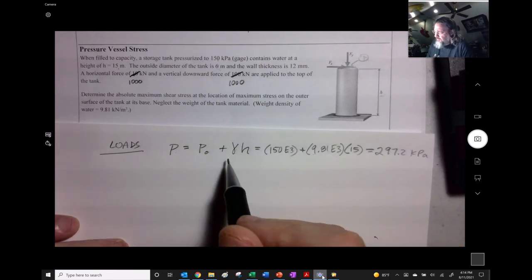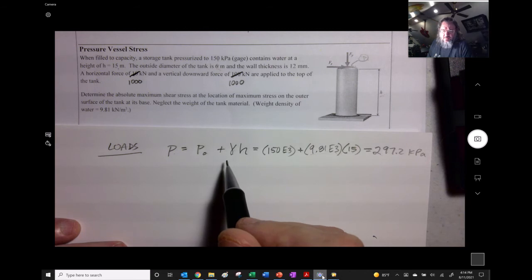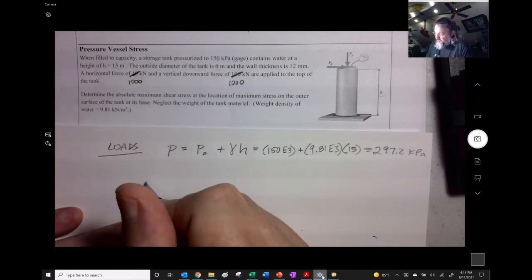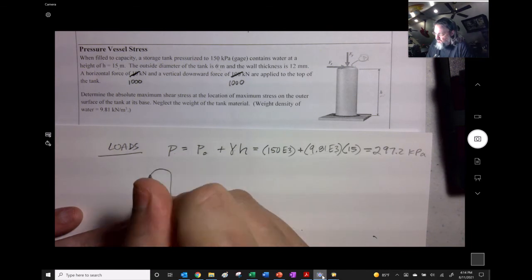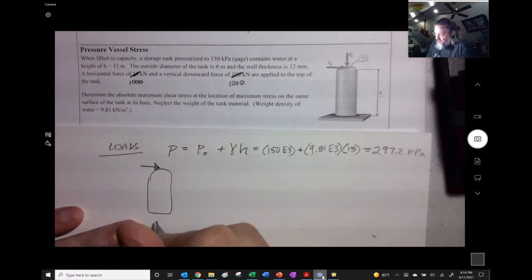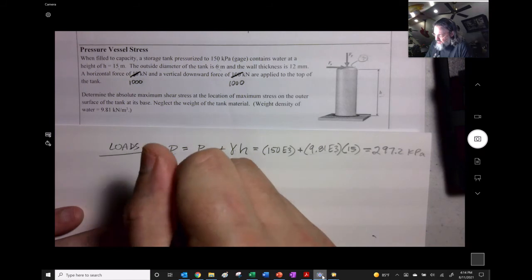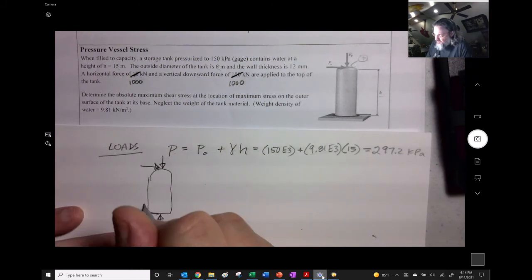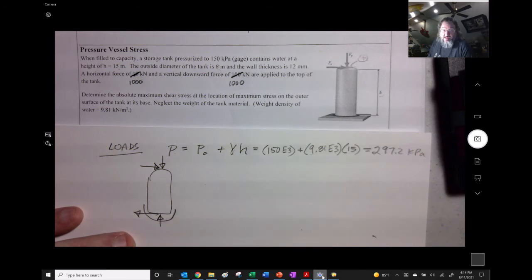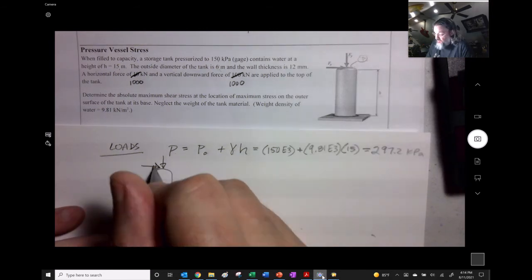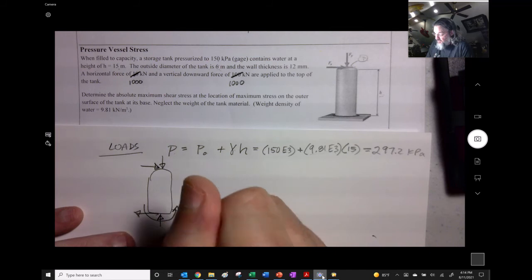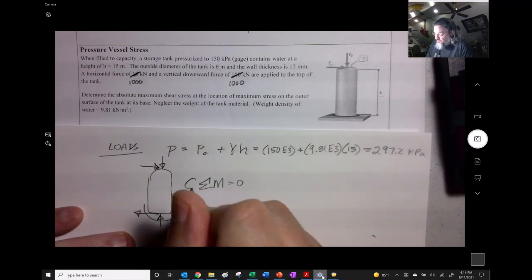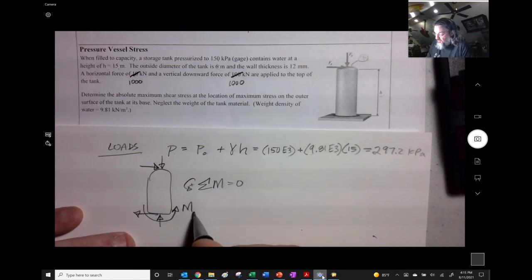Okay, and let's see. Other things I'm going to want to know in terms of loads, I could do a free body diagram right onto the thing. It's got this and this, and here's a reaction, and there's going to be a moment about this at the bottom. This is going clockwise, so this should be counterclockwise. That should be the moment, so the sum of the moments is equal to 0, and so on.